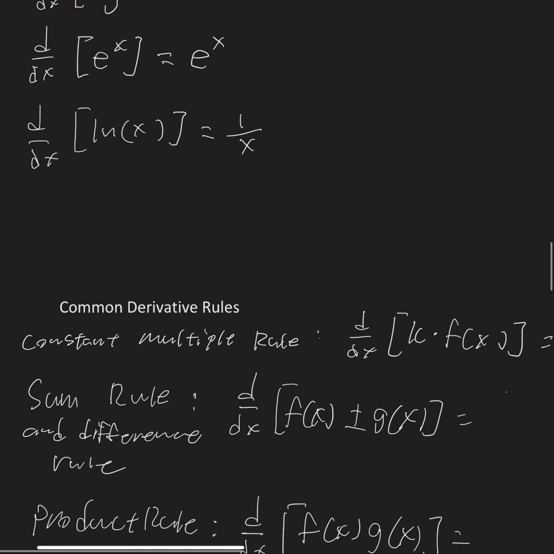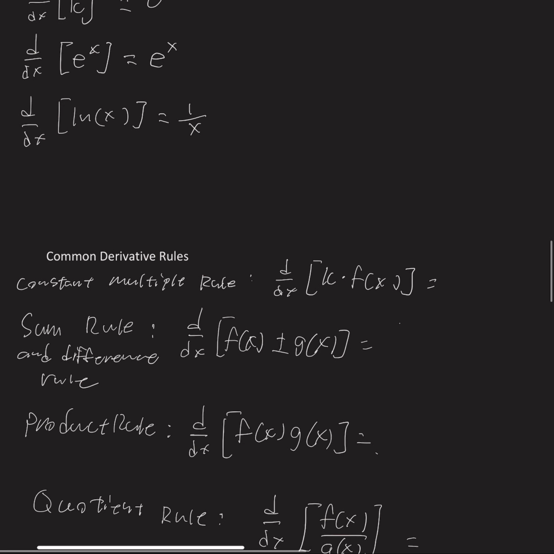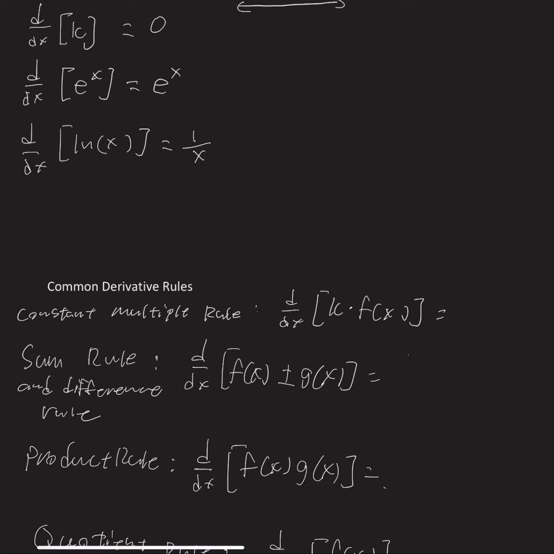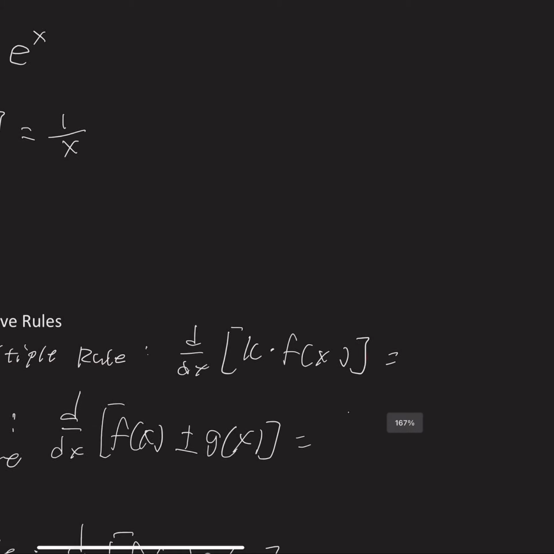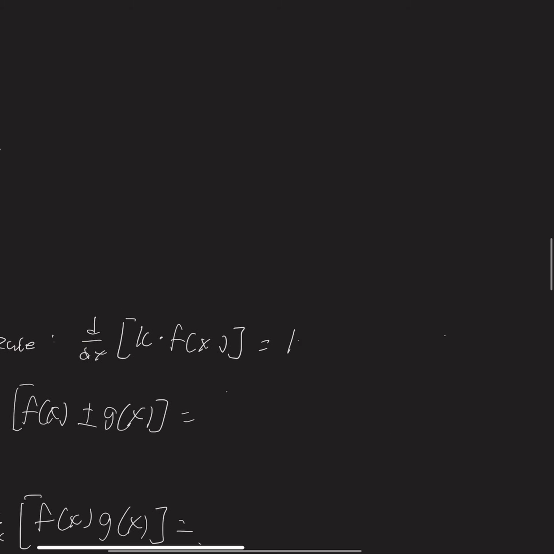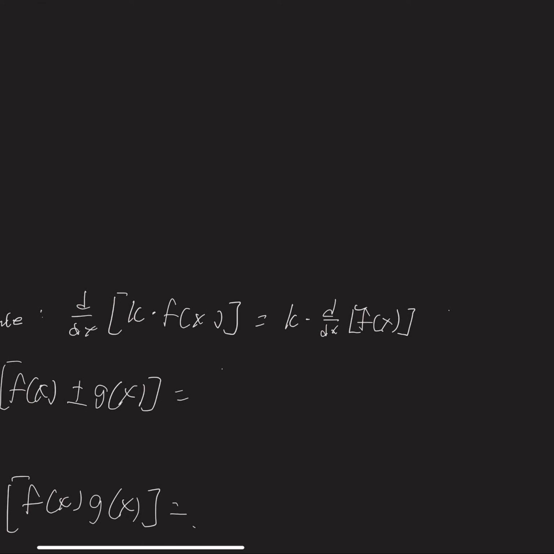And let's talk about common derivative rules. Let's talk about the constant multiple rule. Let's say you have a constant that's multiplied by a function, and we're taking the derivative of it. It's just k times the derivative of f of x. This constant here does not do anything. It just scales up the graph and also scales up the slope.